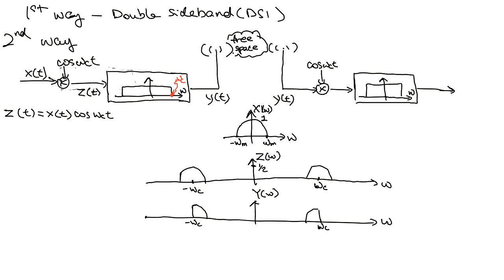Then you send the y of t through free space. Now let me go through what happens at the receiver. You receive y, and then you still multiply by cosine omega ct. So your b of t is still y times cosine omega ct, and your b of omega is still half of y shifted to the left, plus y shifted to the right.